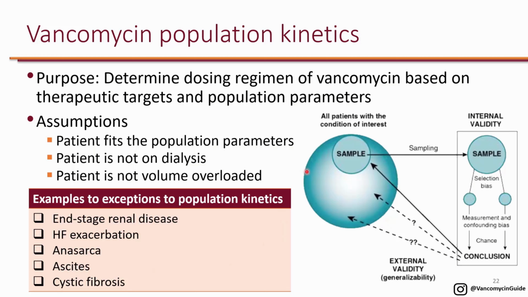So, when it comes to population kinetics, of course we have the population. The problem is these models are derived from a sample of the population. A group of patients are selected in a study, and then they come up with a pharmacokinetic model, and that model of course applies to that sample of patients, but the question is, does it apply to the rest of the population? So we have to be very careful when we use population pharmacokinetics.